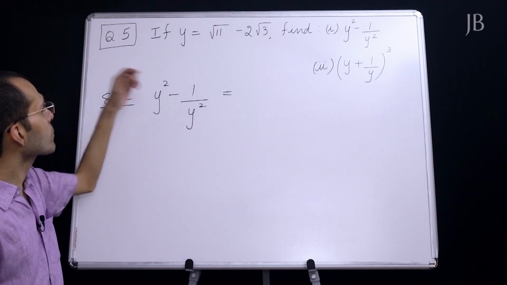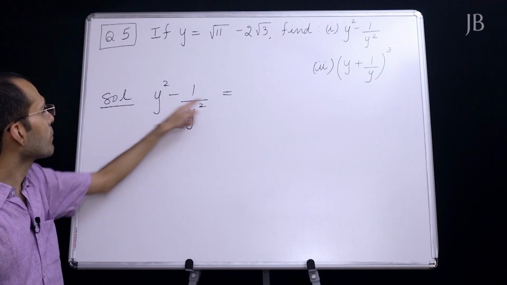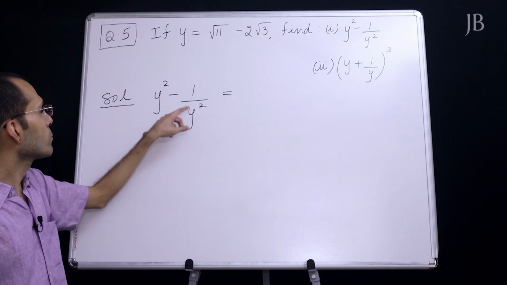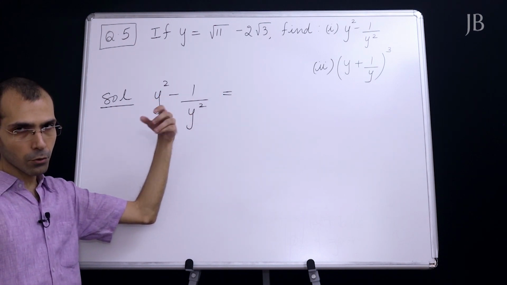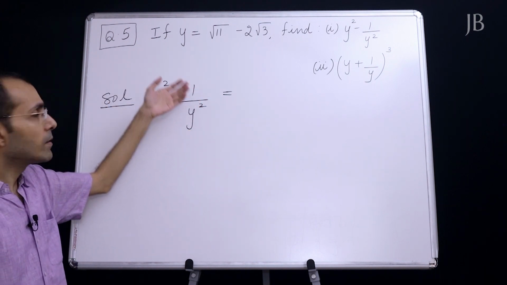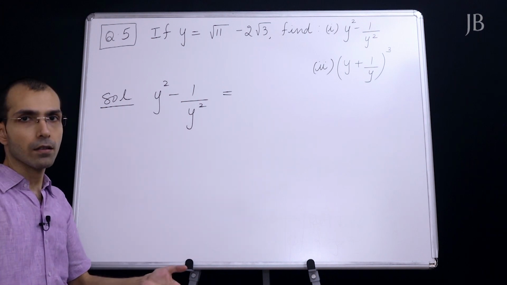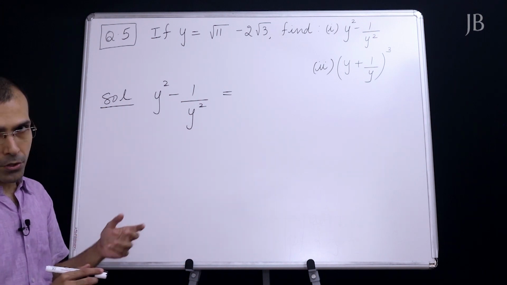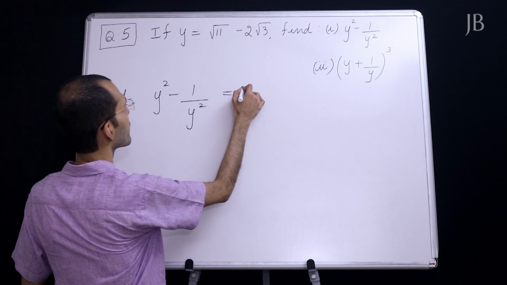But 1 upon y square will create a problem because it will be 1 upon root 11 minus 2 root 3 the whole square. It will give rise to so many terms. Then you will take LCM and all that. Still the denominator will remain irrational. So this would be a little difficult approach. So what we use is a small trick here.